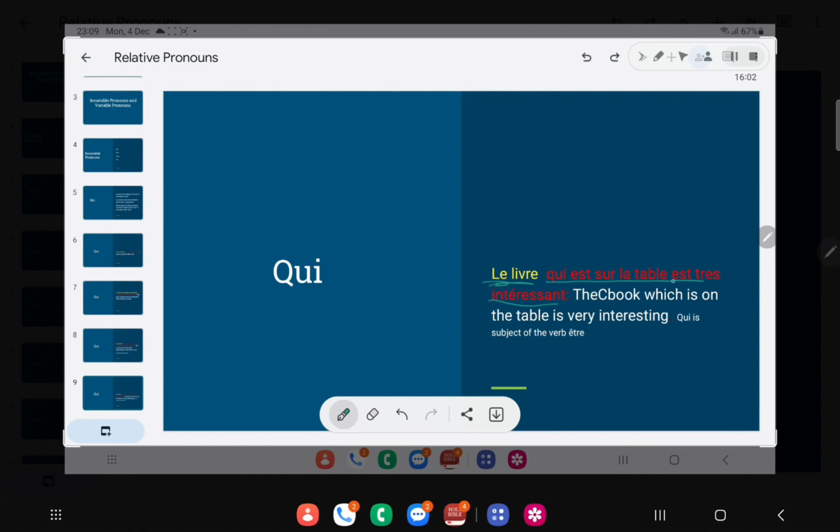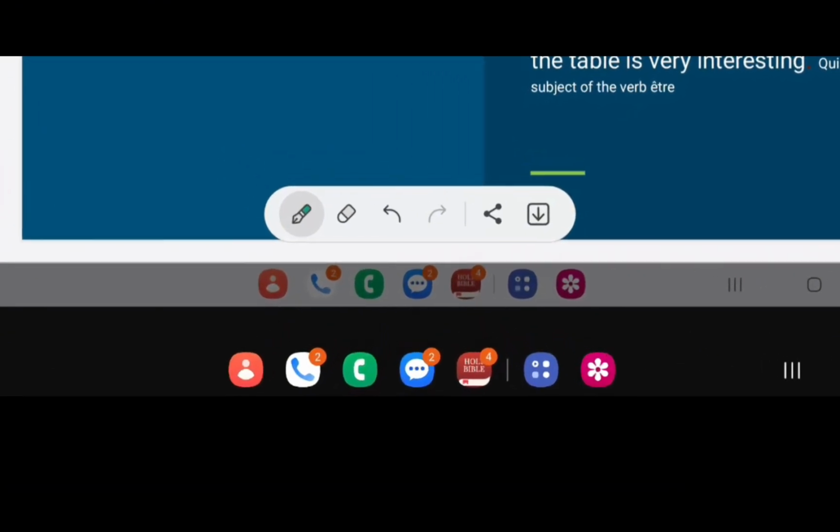Le livre qui est sur la table est très intéressant. The book which is on the table is very interesting. So already we've divided the sentence, le livre and qui est sur la table est très intéressant. So what does this subsequent part of the sentence provide us with? What does the relative clause provide us with? It tells us that the book we're talking about is on the table and it is very interesting. Also, this extra information is ushered in by qui. Finally, qui is serving as the subject in this relative clause, this subsequent part of the sentence.